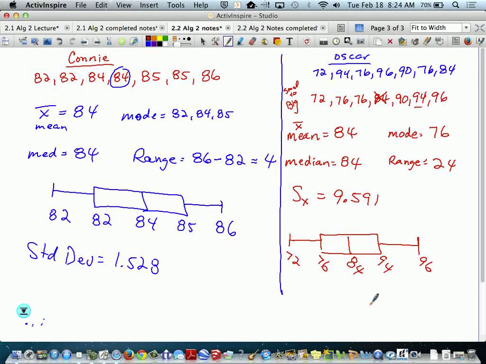So any questions on what we found? Now as a teacher, if these were test scores for a particular student, what is the data kind of showing us?